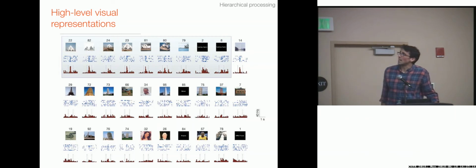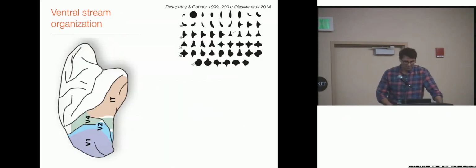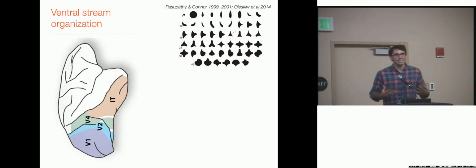Similarly, for the Sydney Opera House, there was a unit that responded to it from all different angles, as well as to the words Sydney Opera House. So that's one limitation: HMax is not expressive enough. Another limitation is that it doesn't really do a good job of explaining what happens between V1 and IT.